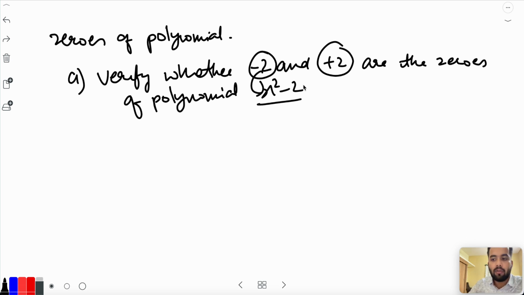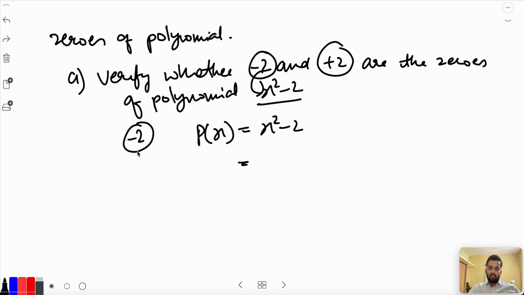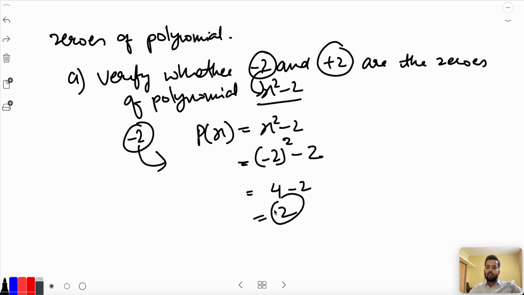If we are getting 0, then what does it mean? I will let you know. See, first take the value -2. Now we have a polynomial, so I will write the polynomial as p(x) = x square minus 2. Now take this -2 value and put it in x. So see, (-2) whole square minus 2, okay? Now (-2) whole square is 4. 4 minus 2 is 2. We are getting 2. If we are getting any value other than 0, that means it is not a zero of the polynomial.